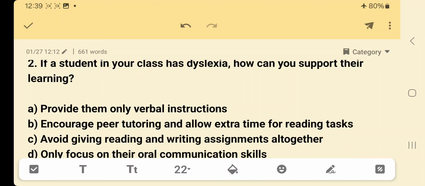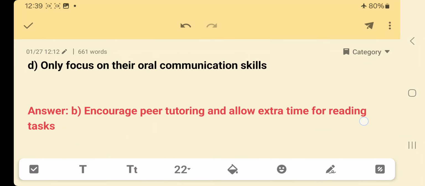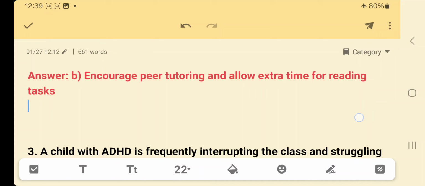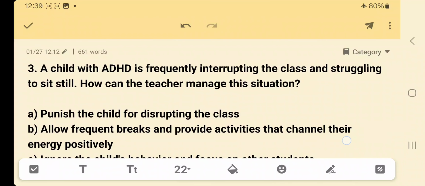Option D. Only focus on their oral communication skills. Answer. Option B. Encourage peer tutoring and allow extra time for reading tasks. Question number 3. A child with ADHD is frequently interrupting the class and struggling to sit still.